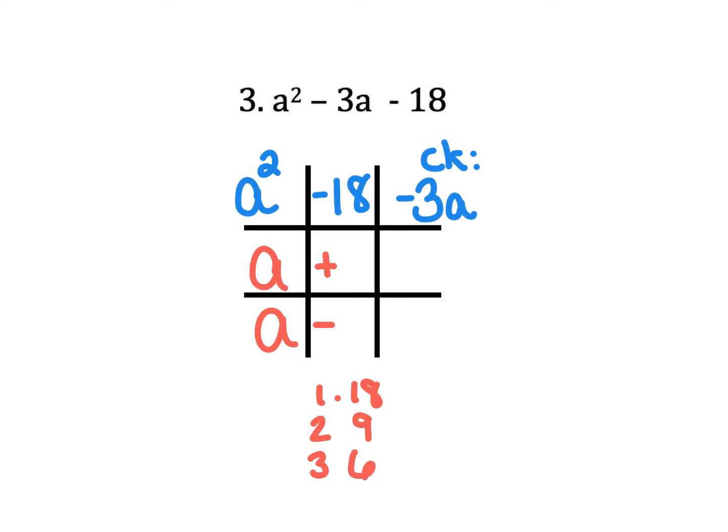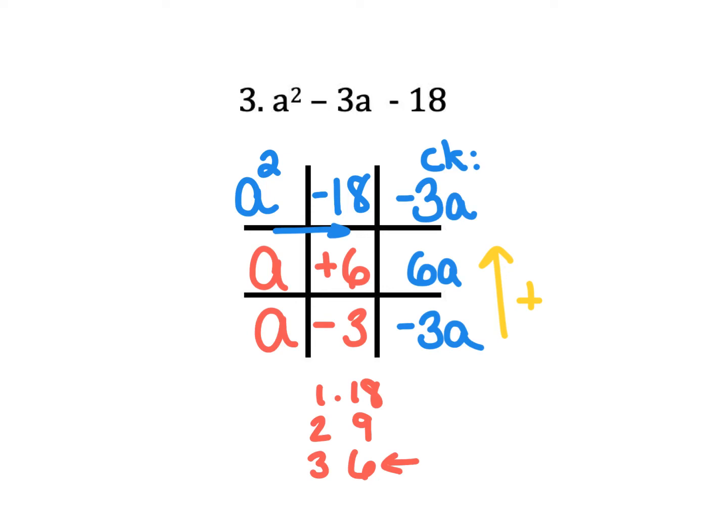Okay, so again, I start with the two closest to one another. So 3 is closest to 6. I'm going to put 6 here and 3 here and multiply across now. So a times 6 is positive 6a. A times negative 3 is negative 3a. Now I check. Does that add to negative 3a? No, that adds to positive 3a.